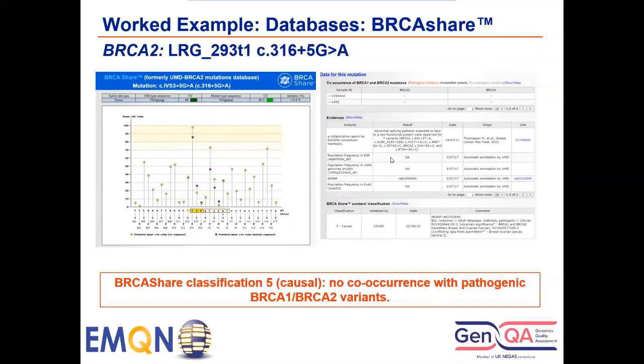Within the BRCA Share, which is what formerly was the UMD, the French UMD BRCA2 mutation database, summarizes all the information that is available for this variant. Already, like I said, the ENIGMA classification is presented here. It's not present in population databases, and also all the evidence that is available from ClinVar is summarized in here. And the BRCA Share database classifies this variant as a pathogenic causal variant.